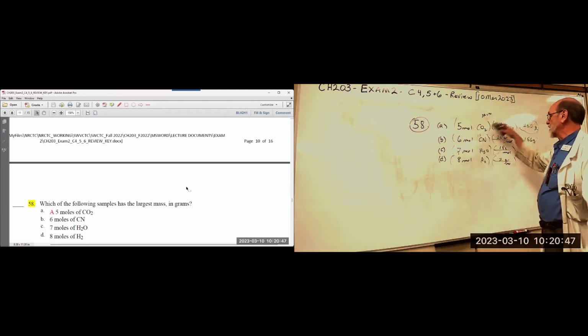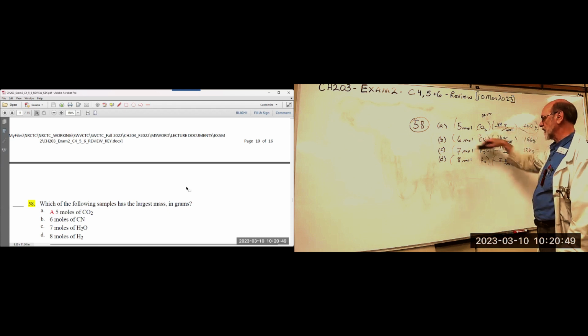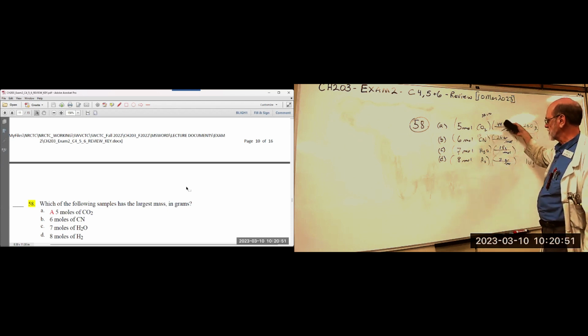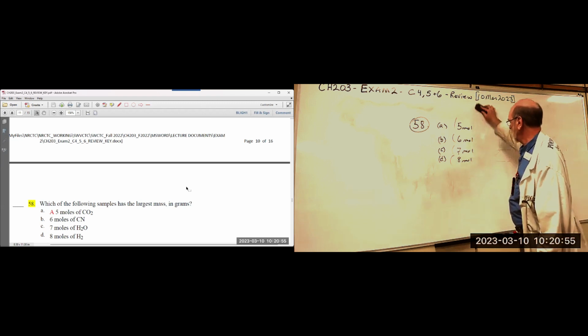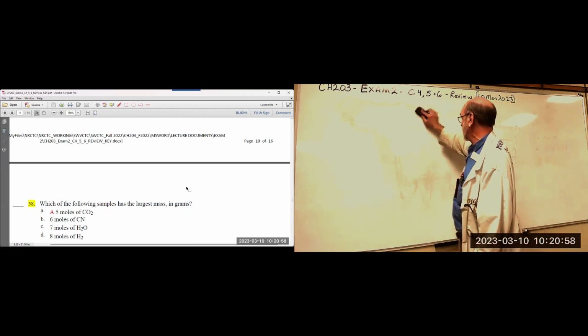So if you set it up like this, you're going to do the same calculation for each one with just different numbers here. That's why I call it Henry Ford. I set up an assembly line.